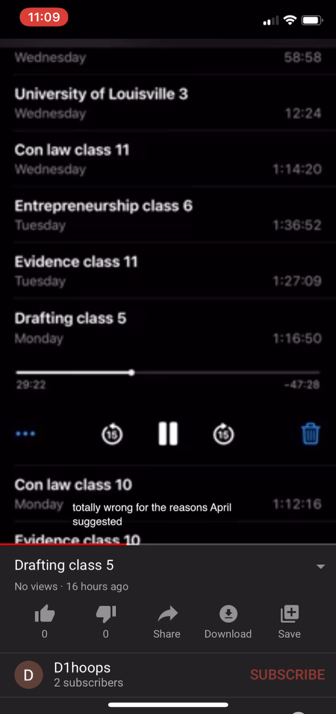This is totally wrong for the reasons April suggested. Plaintiff is just plaintiff, versus, and then the word defendant's not below, it just says Blue Lake Club. So you would want to make it consistent. Either plaintiff Susan Braintree versus defendant Blue Lake Club, or Susan Braintree, comma, plaintiff versus Blue Lake Club, comma, defendant. Something like that. The case number looks, I think, okay.